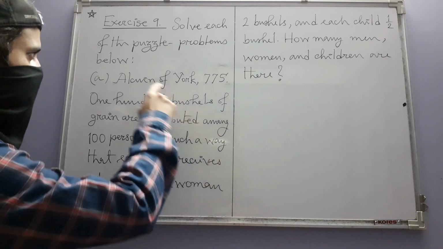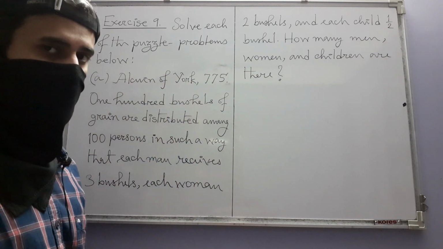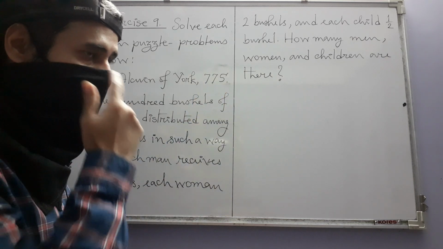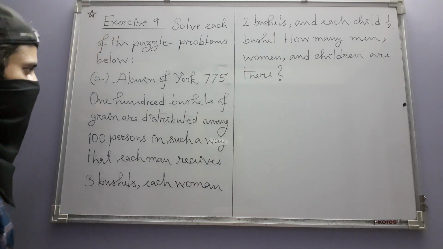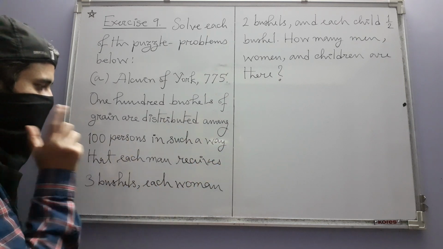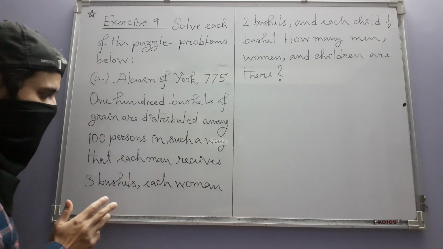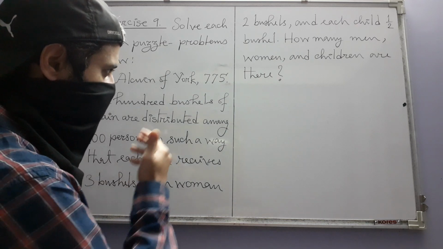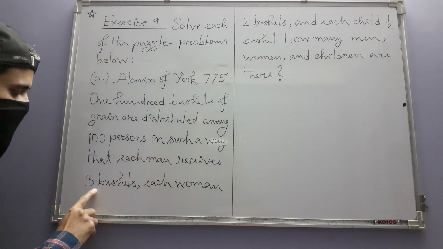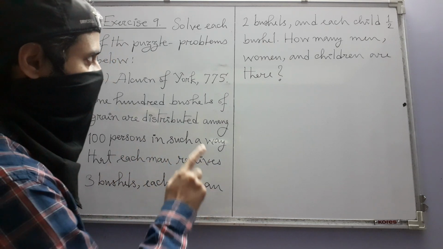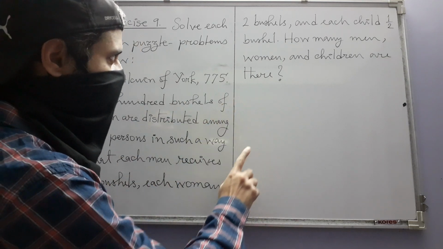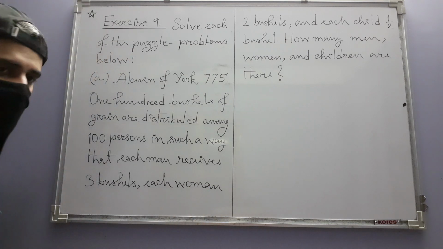This problem is due to Alcuin of York, and here 775 means it's the year in which this problem was posed. 100 bushels of grain are distributed among 100 persons in such a way that each man, that crowd has men, women and children. Each man receives 3 bushels, each woman receives 2 bushels and each child receives half bushel. How many men, women and children are there?